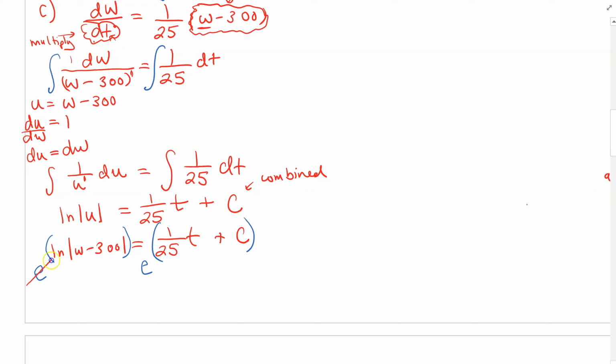And when I do that, the natural log and the e on the left cancel. I'm left with absolute value of w minus 300. And then on the right side, I have e to the power of 1 over 25t plus a constant. And some of you might remember when we were doing these problems in chapter 5, we would then go, okay, well, when you add powers, you're technically multiplying bases. So this is e to the 1 over 25t times e to the c.